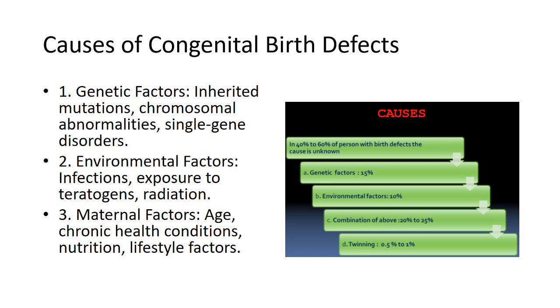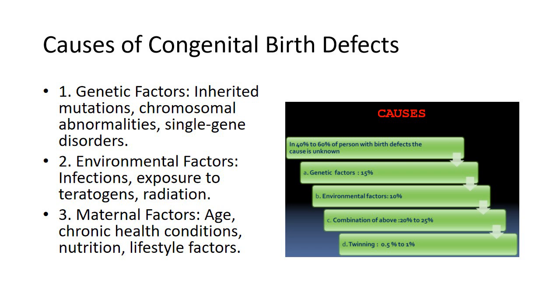Single gene disorders. These are caused by mutations in a single gene and can be passed from parent to child. Examples include sickle cell anemia, cystic fibrosis, and phenylketonuria. Multifactorial inheritance: many birth defects arise from the interaction of multiple genes with environmental factors. For example, neural tube defects like spina bifida are influenced by both genetic predisposition and environmental influences like folate deficiency.